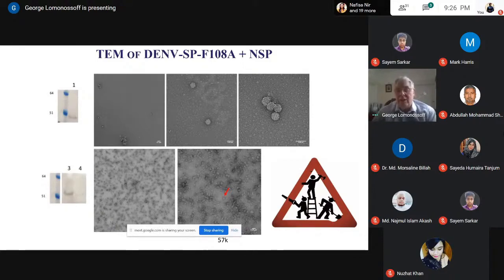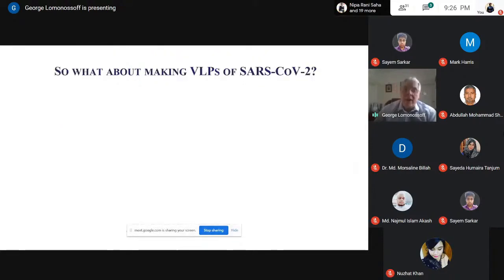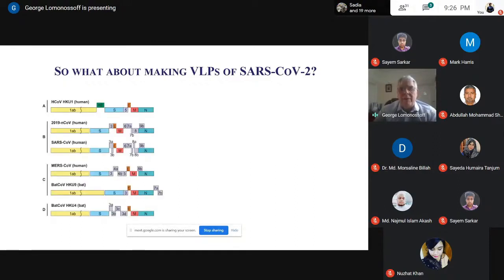But that's the next step, where we can certainly make the proteins of an envelope virus, which is encouraging. So what about making VLPs of SARS-CoV-2? Obviously the causative agent of COVID-19, which is very much in the news all around the world at the moment. Well, we know we can make envelope virus particles, so what would you need to make a VLP of SARS?